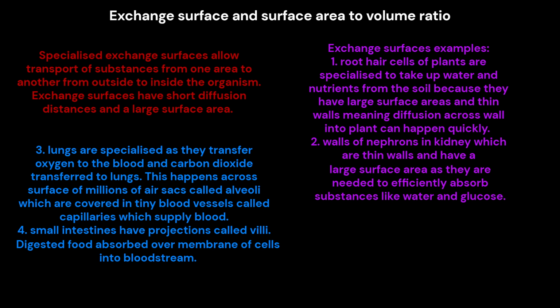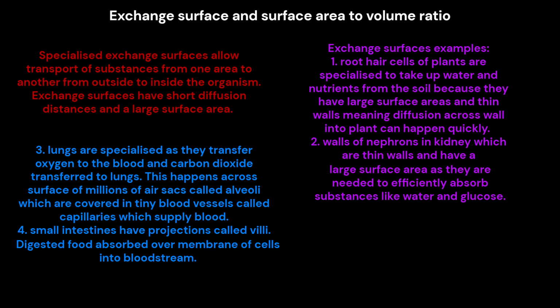Exchange surface and surface area to volume ratio. Specialized exchange surfaces allow transport of substances from one area to another, from outside to inside the organism. Exchange surfaces have short diffusion distances and a large surface area. Examples: 1. Root hair cells of plants are specialized to take up water and nutrients from the soil because they have large surface areas and thin walls, meaning diffusion across the wall into the plant can happen quickly.